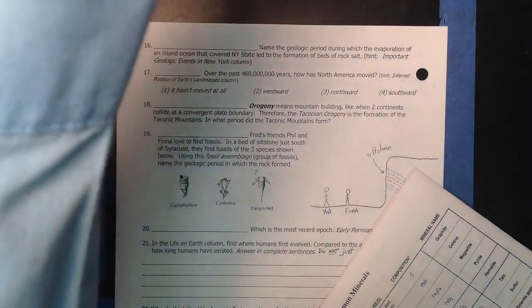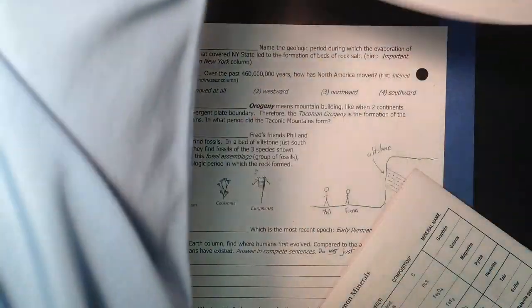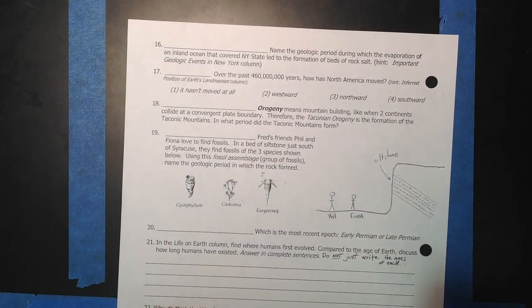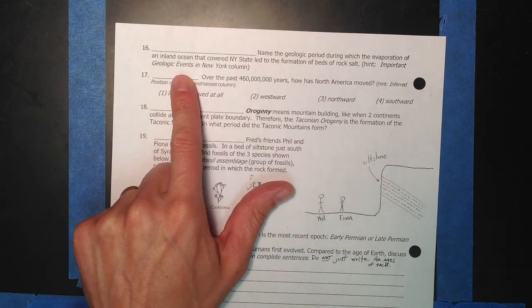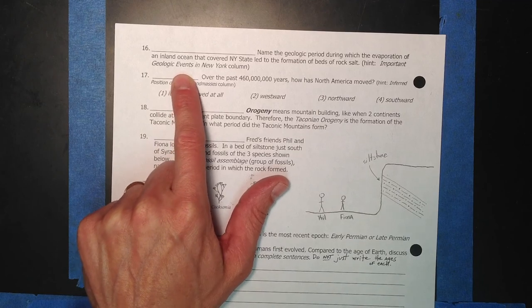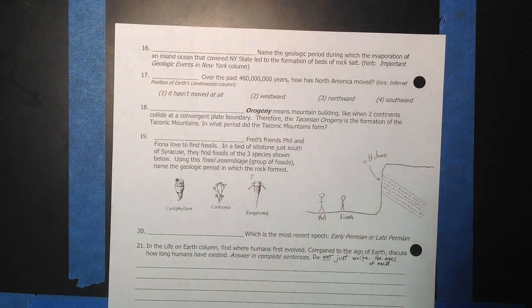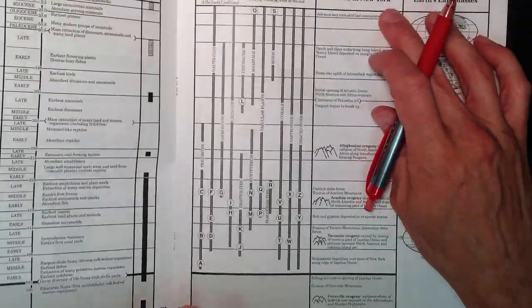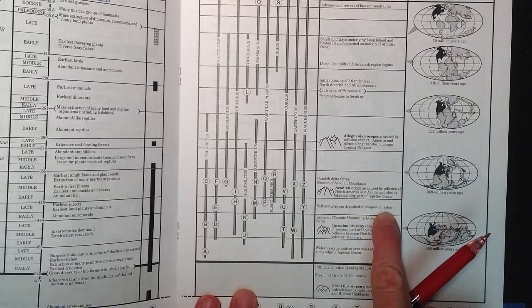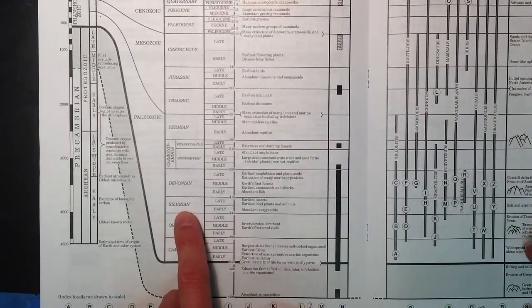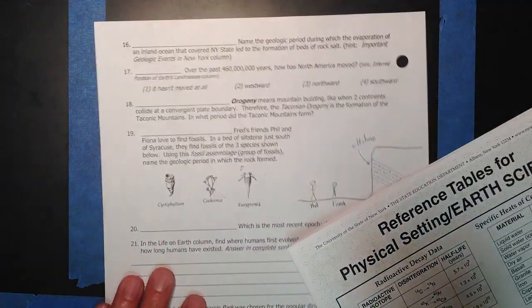Name the geologic period. Let me see here. Name the geologic period during which the evaporation of inland ocean that covered New York State led to the formation of beds of rock salt. Hint. Oh, look, I give a hint. I'm so nice. Important geologic events in New York column. Okay, so what you want to do is go here, important geological events in New York. I'm looking for salt and gypsum deposited in evaporite basins, and it means in New York. So what period is that? Silurian. Silurian.